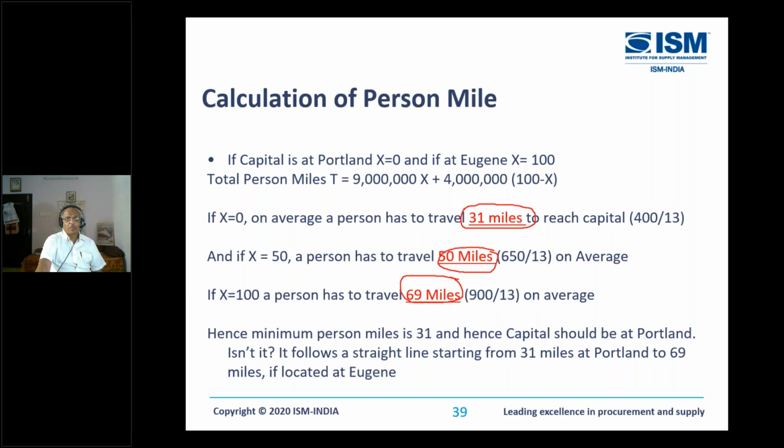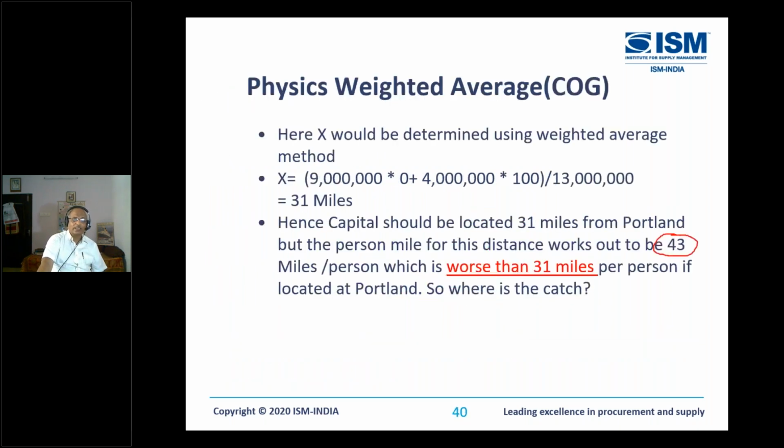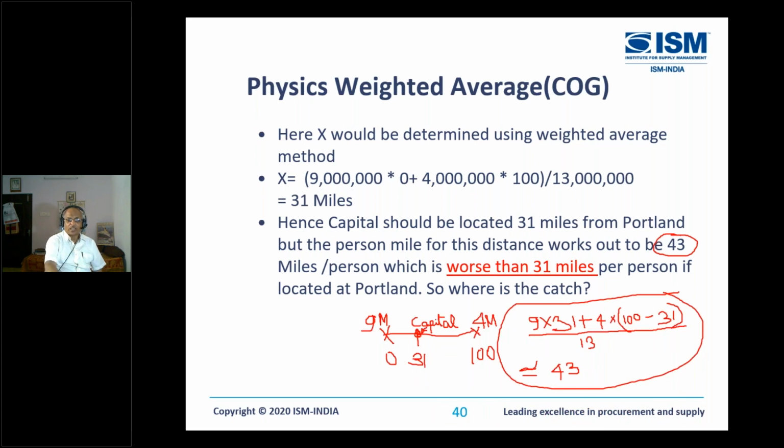So this is what is called the practical center of gravity method, and the calculation is done by total person miles. Now let us look back at the center of gravity which our friends in physics suggested. They suggested that you use this formula and put the capital at 31 miles from Portland. But if you put it at 31 miles from Portland, you will get 43 miles per person, which is worse than 31 miles. So should you use 43 miles? No. The calculation is given here for your benefit: 9 into 31 plus 4 into 100 minus 31 equals 43.